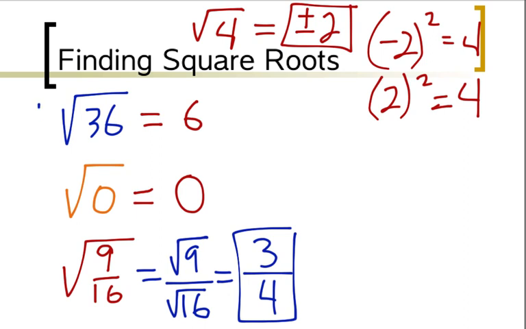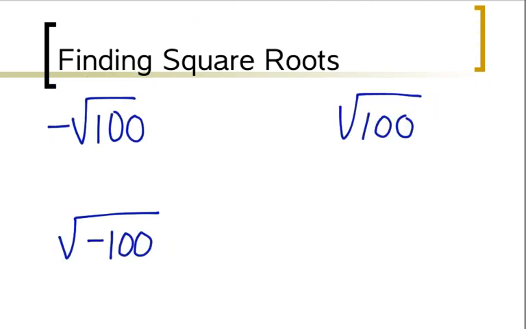So for example, they're assuming there's a plus sign out in front of the square root of 36, so that means we only want the positive answer. Yes, there is a negative 6 that also works, but we're only looking for the positive answer. So we'll take a look in these next examples of what happens when we have negative square roots. Okay, so here's 3 more square roots.